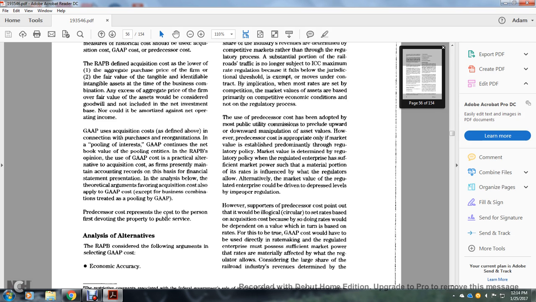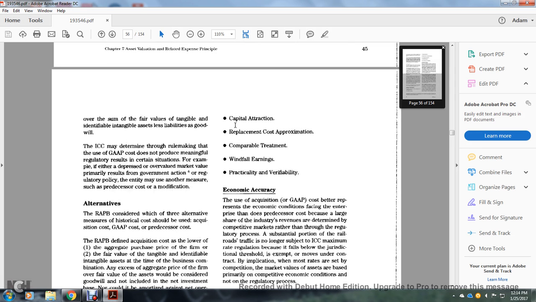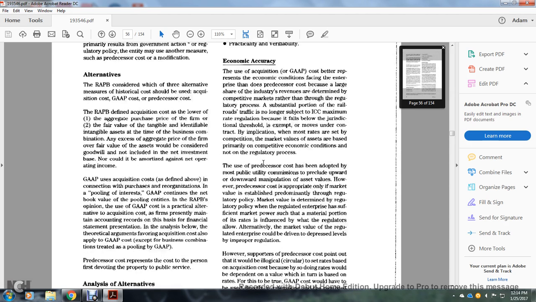All right, analysts and alternatives to the Railroad Accounting Principle Board consider the following arguments in selecting with the Government Accounting Principle Board: cost, economic accuracy, capital attraction, replacement cost, approximation, comparable treatment, windfall earnings, and practical verifiability.